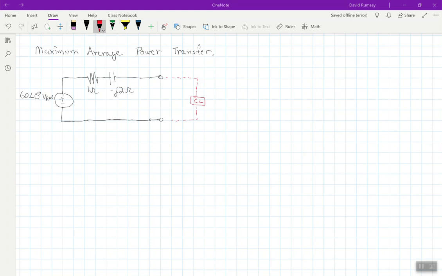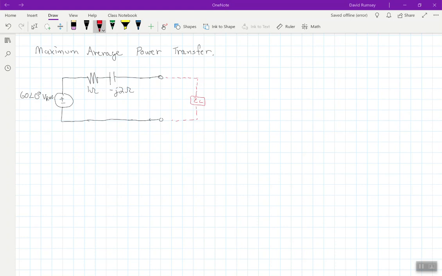So what we want to see here now is what should the maximum average power transfer be? What do I need to do to get maximum average power transfer? We're going to look through this quick example here to illustrate this, and then we'll do another example of finding it. Now this is very similar to finding the maximum power transfer for resistors.